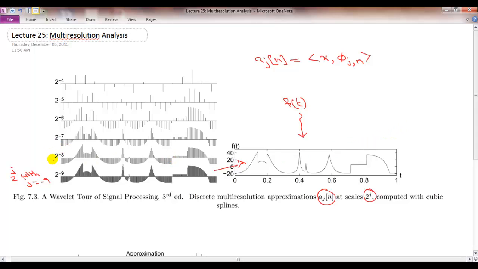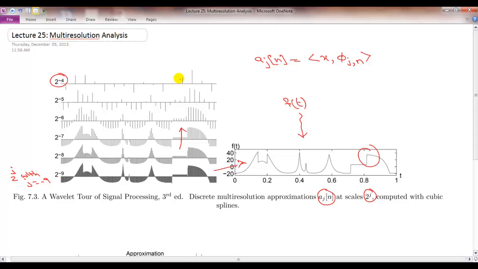But as you now go down the scales, you go from j equal to minus 9 to minus 8, which is a smaller subspace, which effectively means you are losing some of the details of your function. And now you start getting coarser and coarser, so much that when you go to 2 to the minus 4, you're only getting a few of the details of the function. And those details correspond to, for example, this jump here, you are getting that, and so forth.